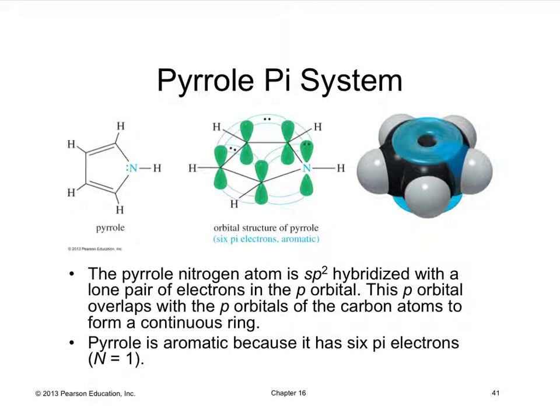In terms of pyrroles, you have a nitrogen shown here, and the non-bonded electrons actually do participate in the pi system, yielding 6 pi electrons. And because it has 6 pi electrons, it obeys Huckel's rule, 4n plus 2. As a result, it's aromatic.